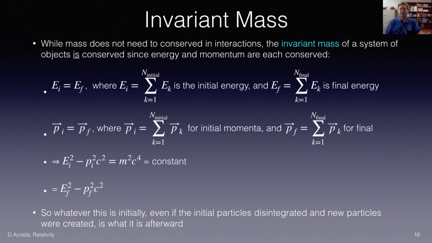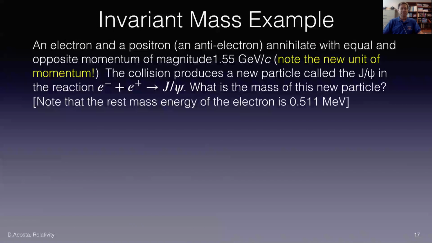Now that may be a little strange to think about, so let me give you another example. Let's do an invariant mass example. So what do we have here? We have an electron and a positron. What is a positron? It turns out it's an anti-electron. It's an antiparticle. Well, we won't really be learning much about that in this course, but the relativistic form of what we'll learn later in this course of quantum mechanics can predict antimatter. So we have an electron and its antimatter partner annihilate with equal and opposite momenta of 1.5 GeV over c.